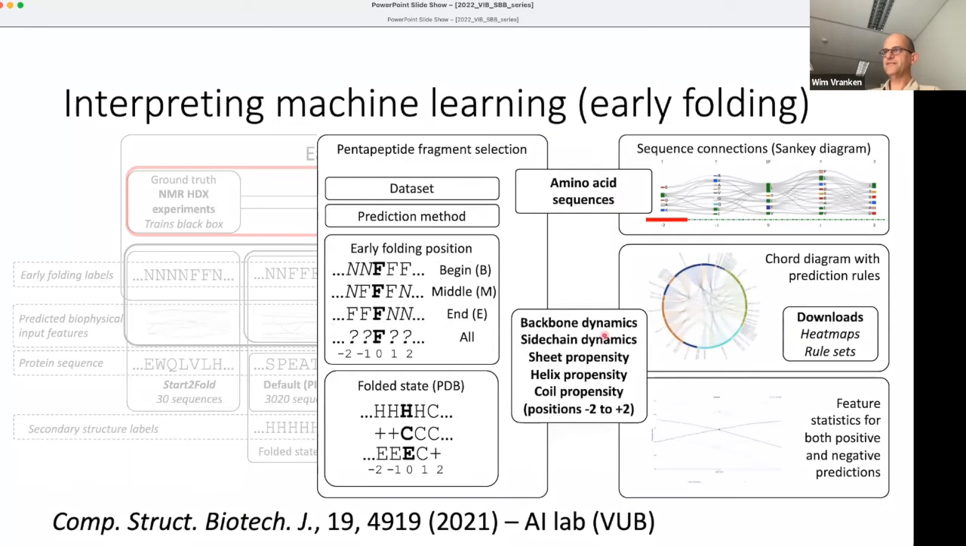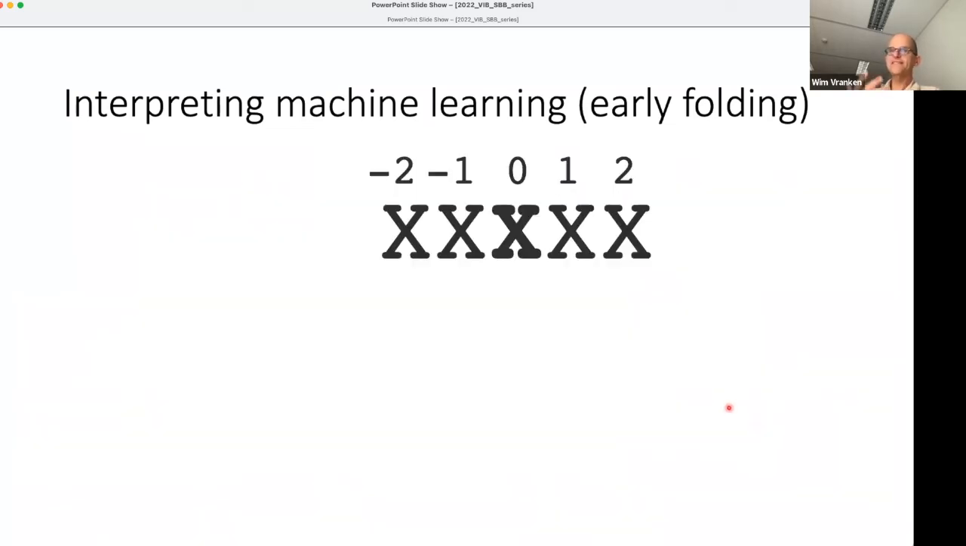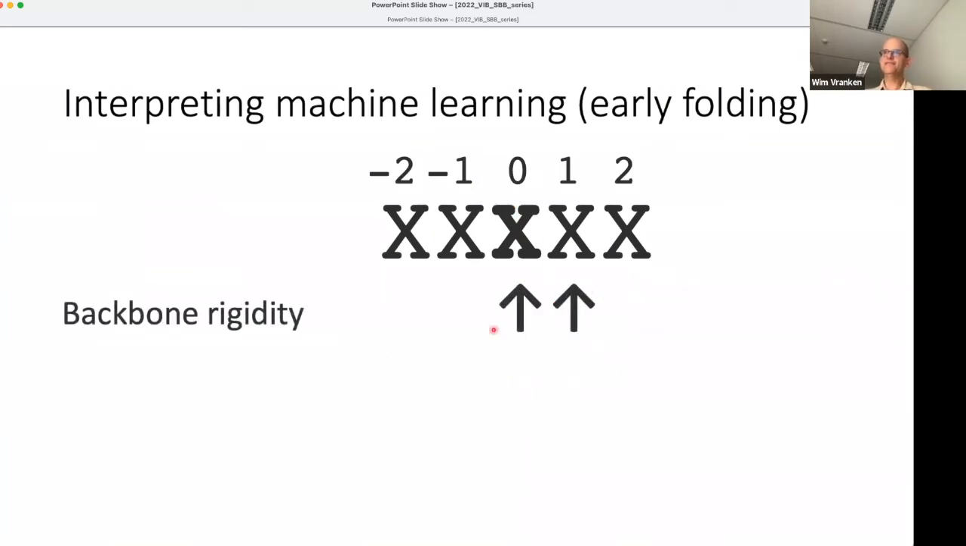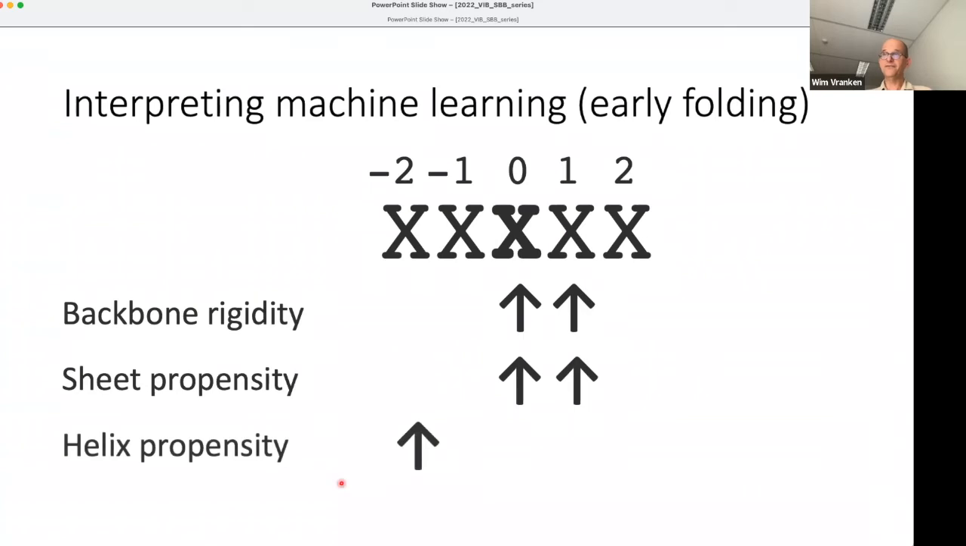We have a website for this as well, where you can explore all the different 5 residue early folding fragments and the relationships in terms of amino acids to each other. And essentially what we found out from that is, if you have any fragment of 5 amino acids where the middle residue is early folding, typically the residue and the subsequent residue have higher backbone rigidity. They also have higher sheet propensity, and the residue at position -2 has higher helix propensity.